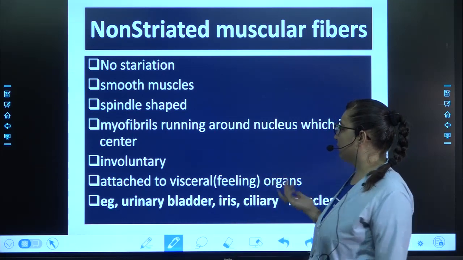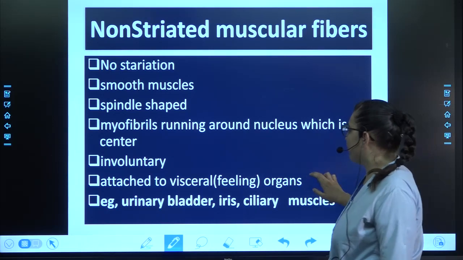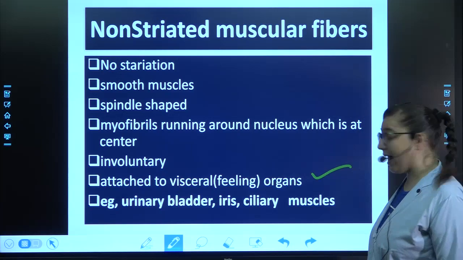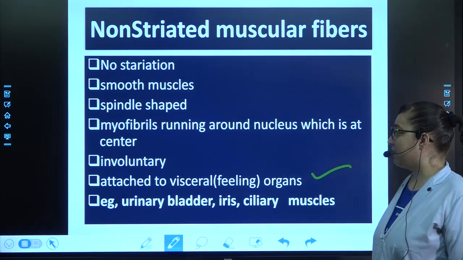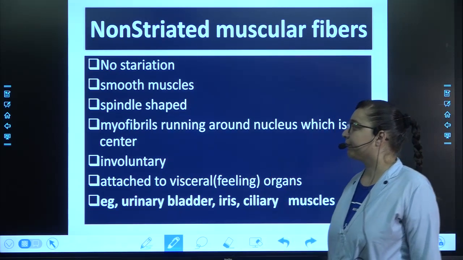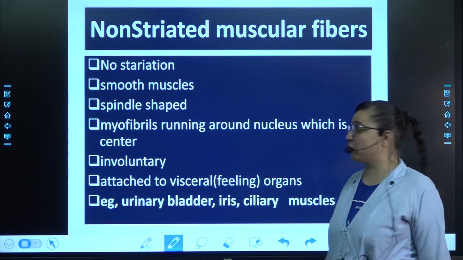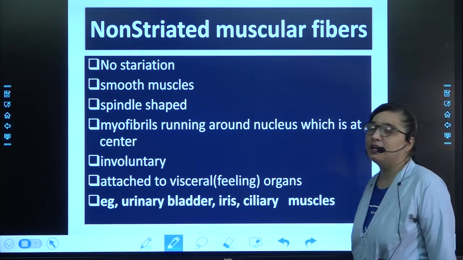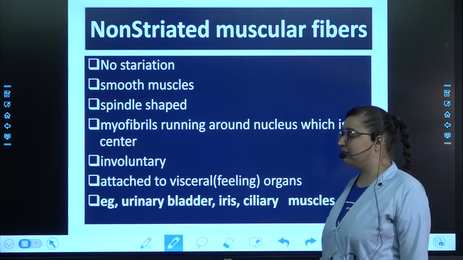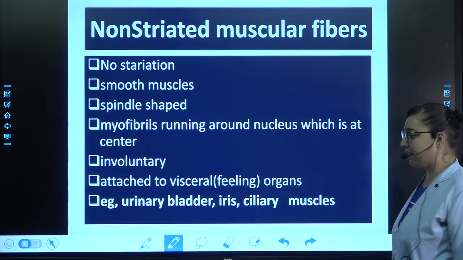Coming to its functions, most of them are attached to the visceral organs, that is the internal organs, like the urinary bladder, the iris, ciliary muscles, and that's why it is involved with all the involuntary actions of the muscular tissue. What are they attached with? They are attached with the visceral organs. And which are the visceral organs that have been specified in your books? The urinary bladder, iris, ciliary muscles.